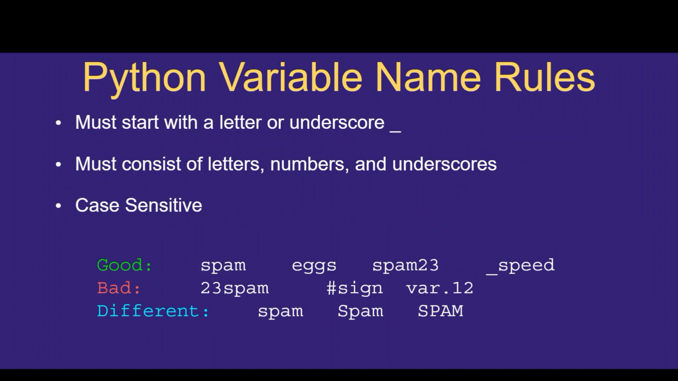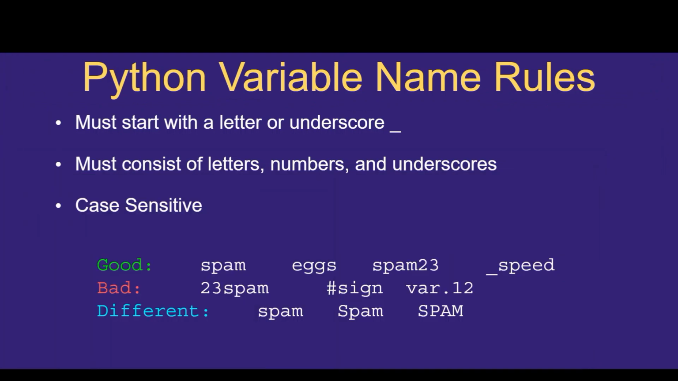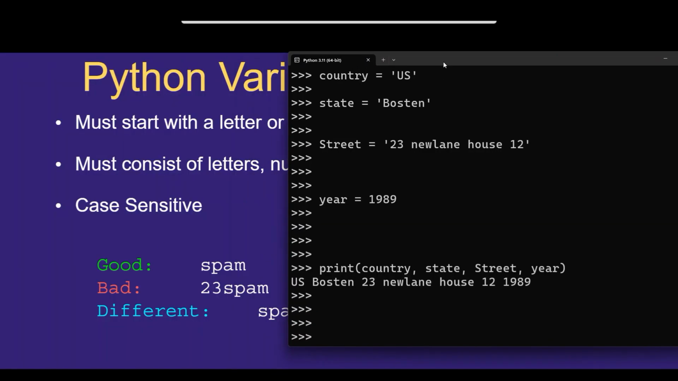Now look at this. Python variable name rules. There are rules that guide the creation of variables in Python. One, a variable must start with a letter or underscore. Your variable must start with what? A letter or underscore. Do you get it?